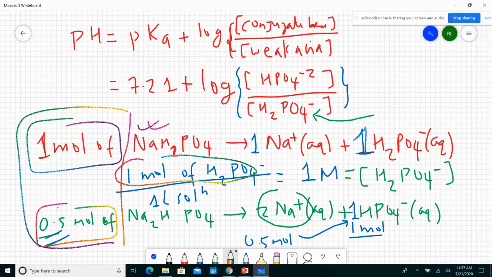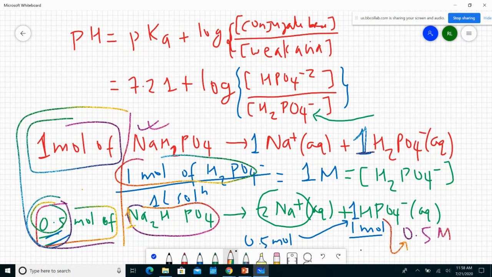Now for the other part, first I'm going to balance the reaction for Na2HPO4. This is my reaction. I'm going to balance it out. But I know that 1 mole of Na2HPO4 gives me 1 mole of HPO4 2-. Meaning that if I have 0.5 moles of that, I would get 0.5 moles of HPO4 2-. And I have 1 liter, so the concentration of this is going to be 0.5 molar. All I have to do is plug in the values, right?